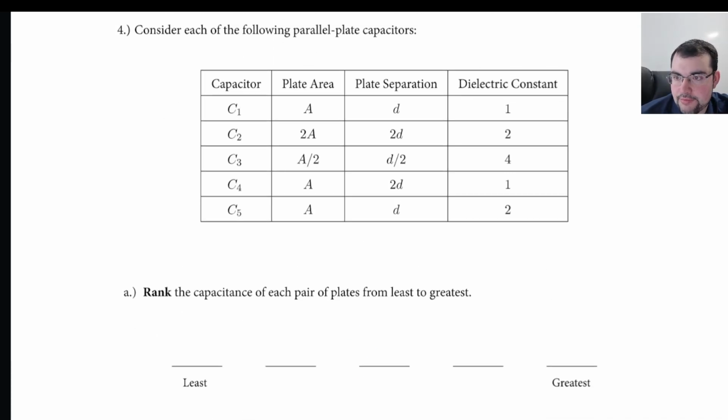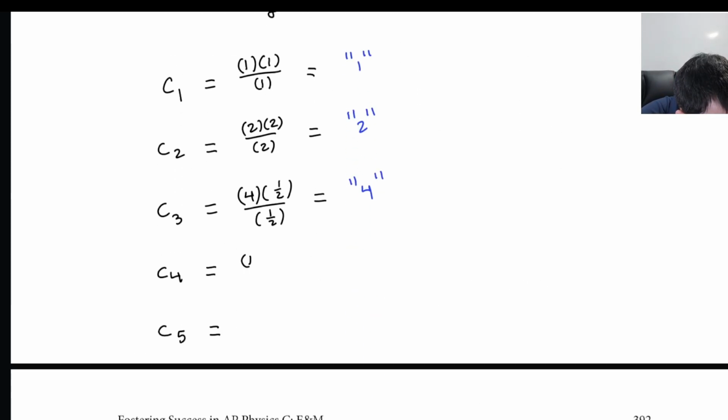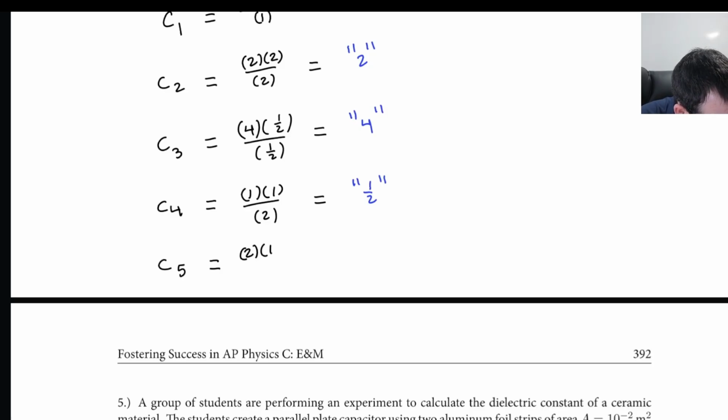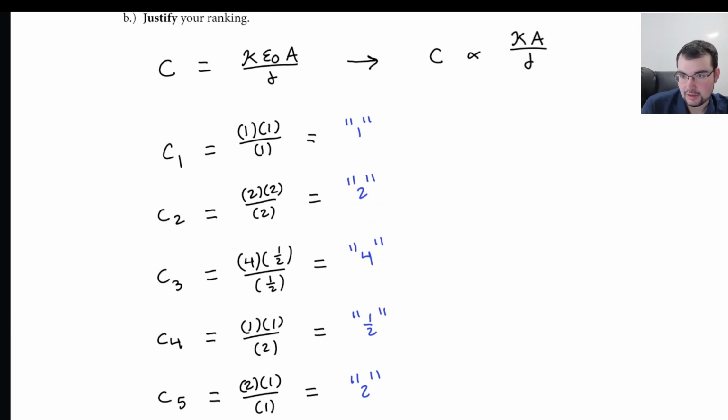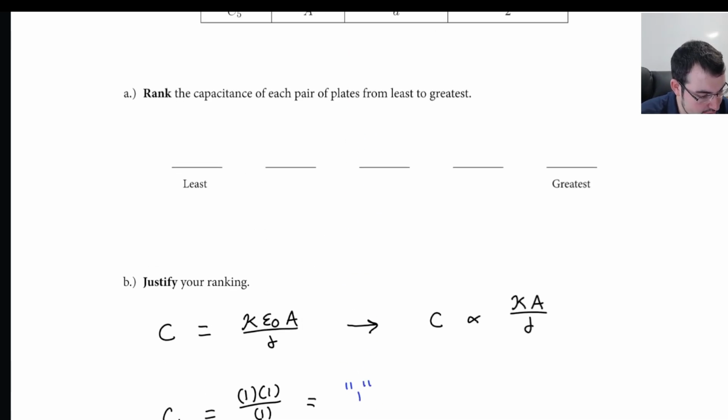C4, I doubled the plate separation, and that's all I did. So this gives us an effective value of 1/2. And then for C5, all I did is double the dielectric constant. That also gives an effective value of 2. So now by reasoning through it, we can construct our ranking. The lowest capacitance on my list is 1/2, which was doing nothing but doubling the plate separation without increasing anything else. So C4 is the least.